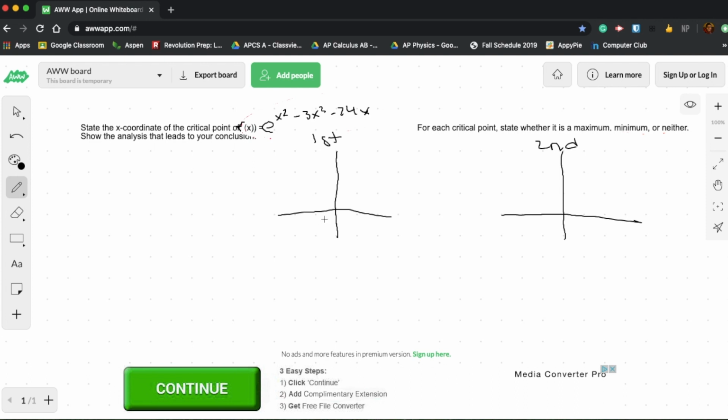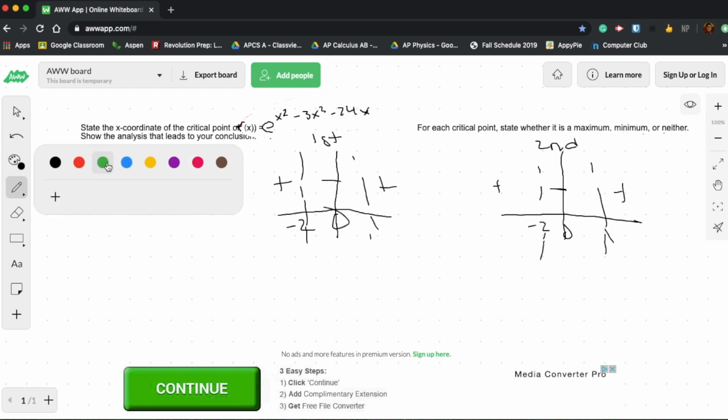Say if this was 0, 1, and 2. Negative 2, my apologies. Same case here. These are not drawn to scale, by the way. Let's just go positive, negative, positive. What I drew here is called a sign chart.